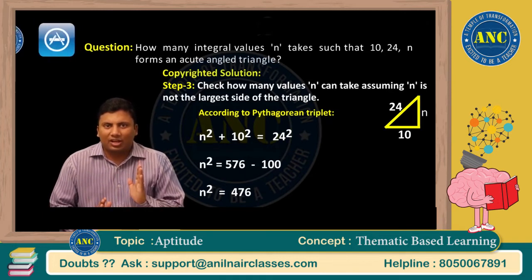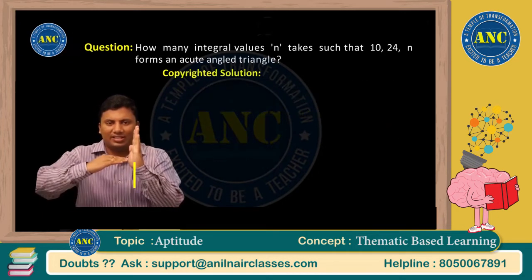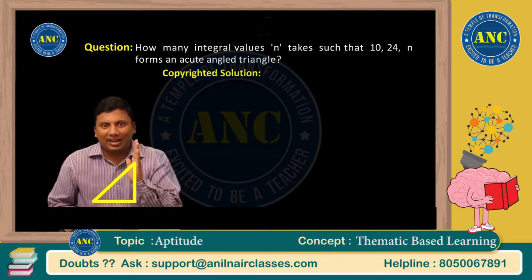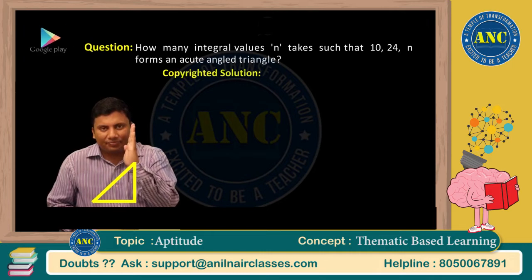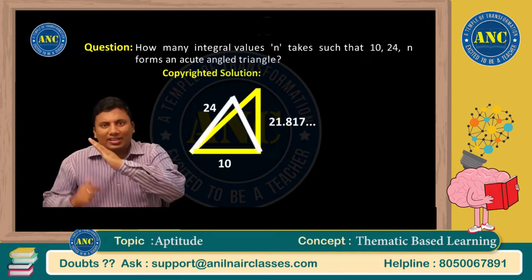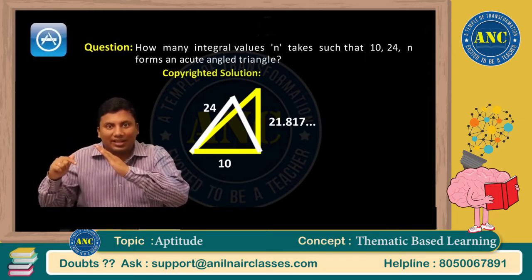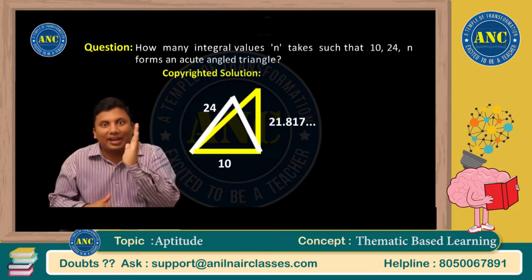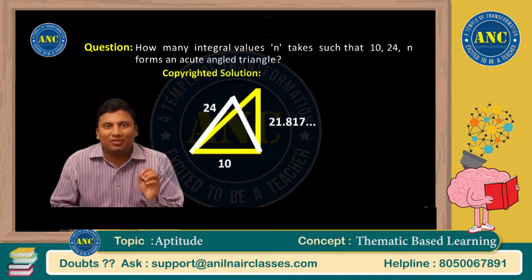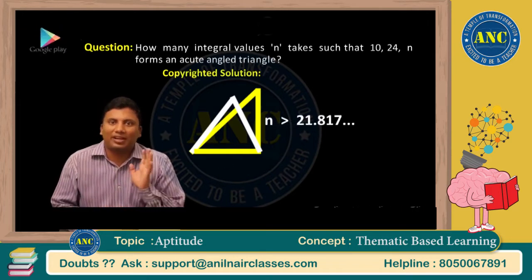Now again think logically. This is n, this is 10 and this is 24. In an acute angled triangle, this height line will go to the right side. If the line goes to the right side, the hypotenuse value will decrease, but the height value will increase. If the height value is increasing, that means n will be greater than 21 point something.